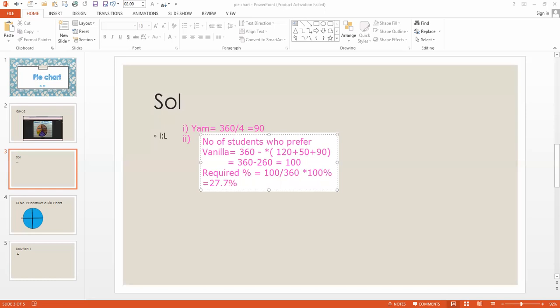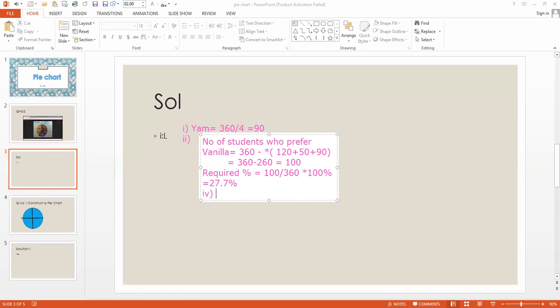Clear? So again, in the third part, we have to find the percentage of students who like vanilla ice cream compared to the total number of students. For vanilla, as we found in the second part, it is equal to 100. So we have to divide it by the total. And in case of a pie chart, whenever the word total is used, you have to use 360 multiplied by 100%. So the answer is 27.7%. Now we come to the fourth part.